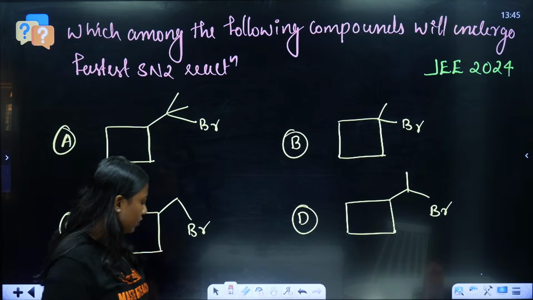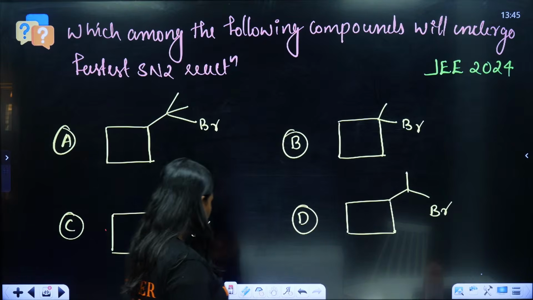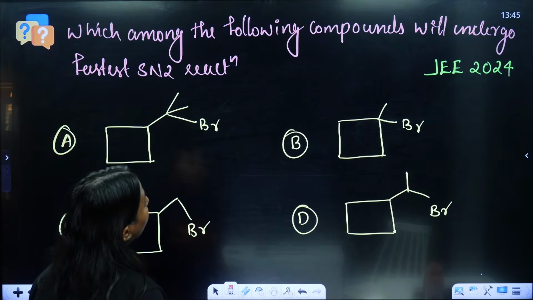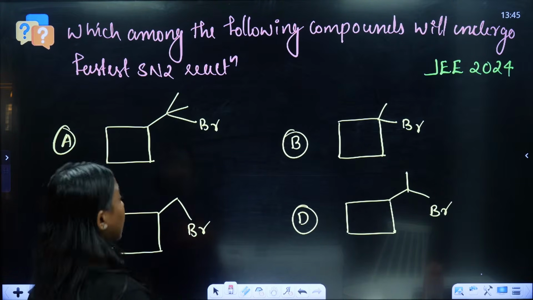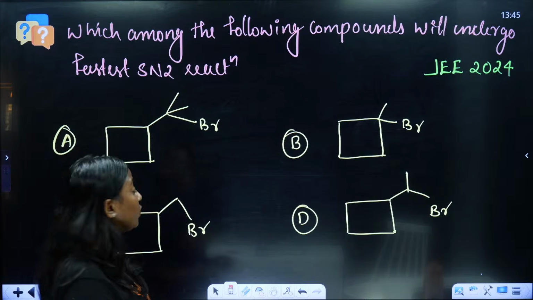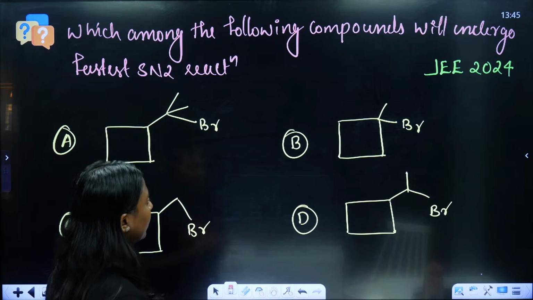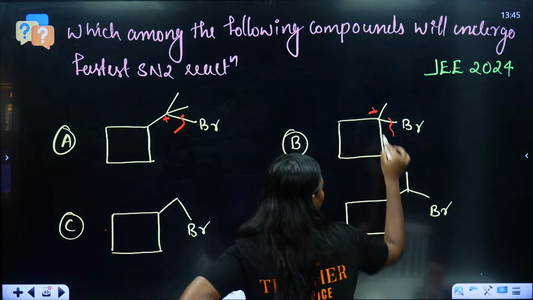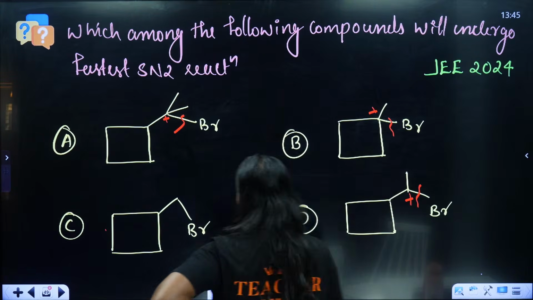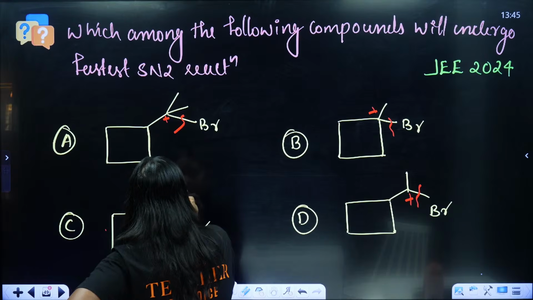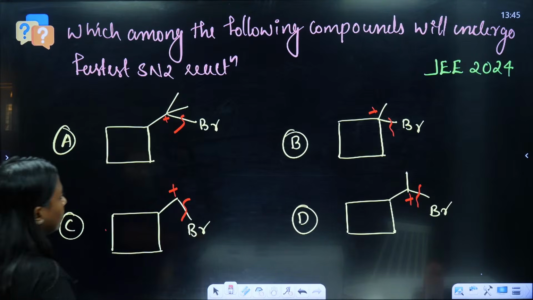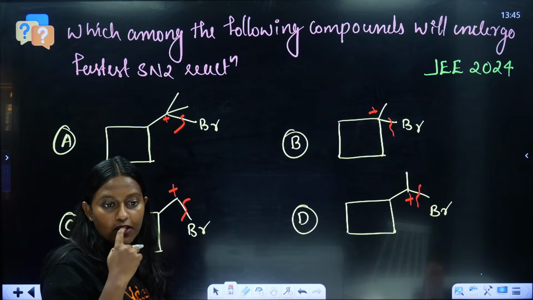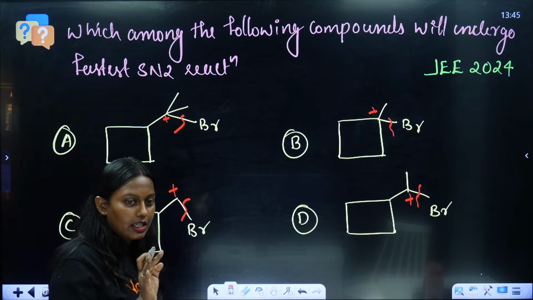Which one is more stable? That is the question. So you are saying C. Which of the following compounds will undergo fastest SN1? Okay, guys, it's an SN2 reaction they are asking. Okay, SN2 reaction. Carbocation, carbocation, carbocation. Okay, so now which one is the correct answer? Here I can see C is saying.